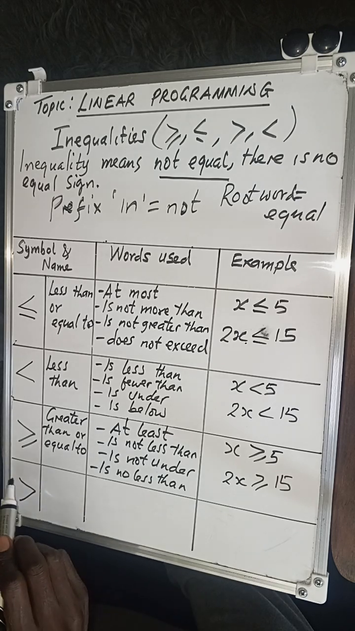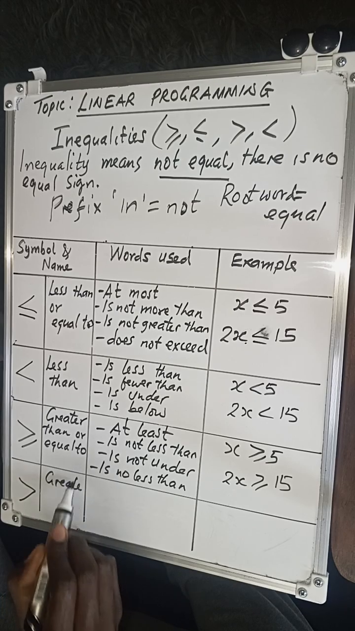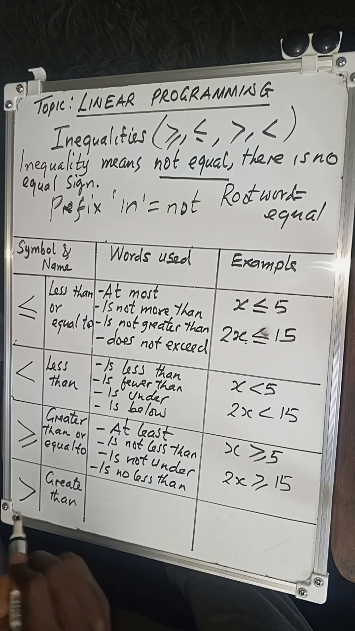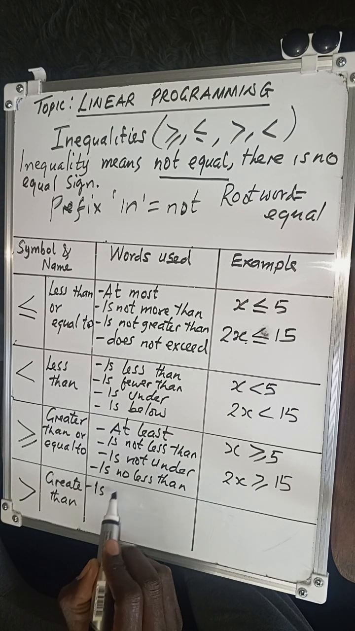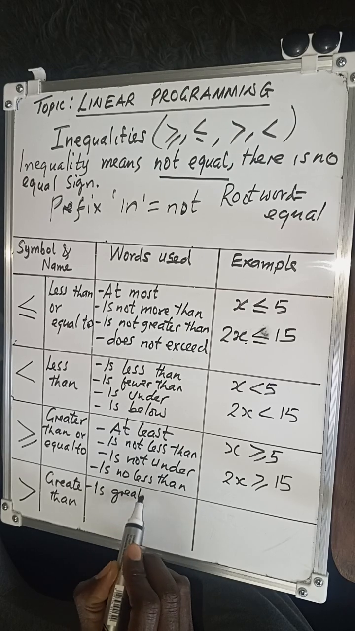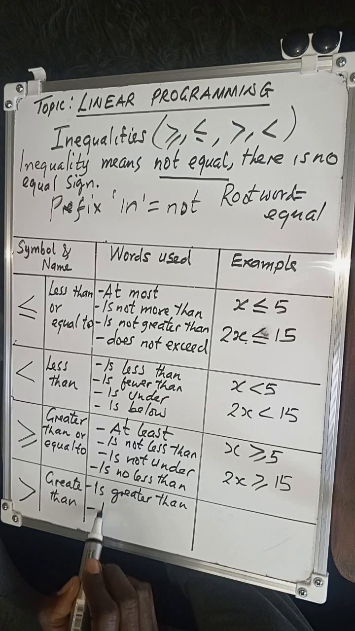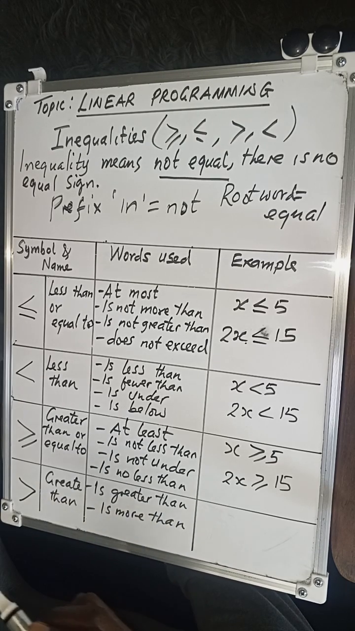The last but not the least is the symbol that you're able to see there, which means greater than. So what terminology is associated with that? Well, when we use the word greater than, we can use words like "is greater than." You can find words like "is more than." You'll be able to find such expressions.